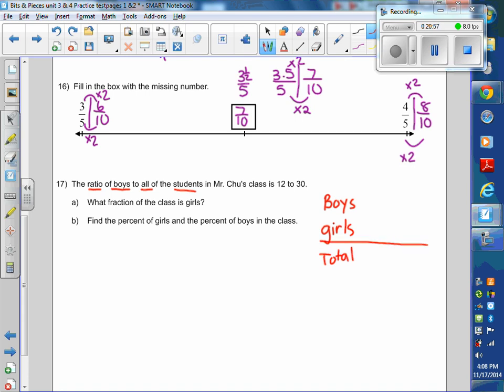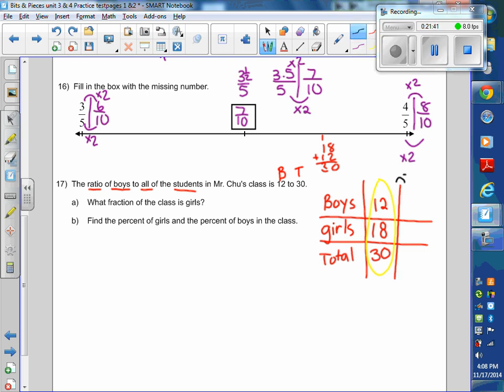So the ratio of the boys, again, to all of the students is boys to total is 12 to 30. That must mean when you subtract 12 from 30, you get the girls. There's 18 girls. Because 18 plus 12 makes 30. Now we have to find a fraction of the class that's girls, and we have to find the percent of girls and the percent of boys. Always look at your numbers and see if there's a common factor so you can reduce down.